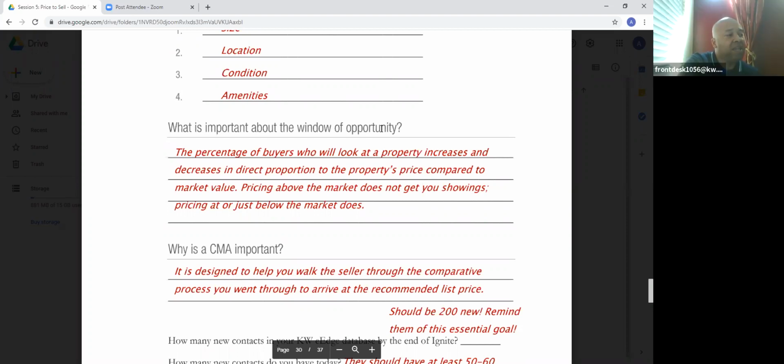So, page 30, it just says, why is a CMA important? It is designed to help you walk the seller through the comparative process you went through to arrive at the recommended list price. So it just helps the seller understand what a comparative market is. You just walk them through it, and usually they get it. Because most sellers want more than what their property's worth, as most of you know. So when you break it down to them, they have a better understanding. That's why I like the comparative market analysis, because I think it's very helpful.